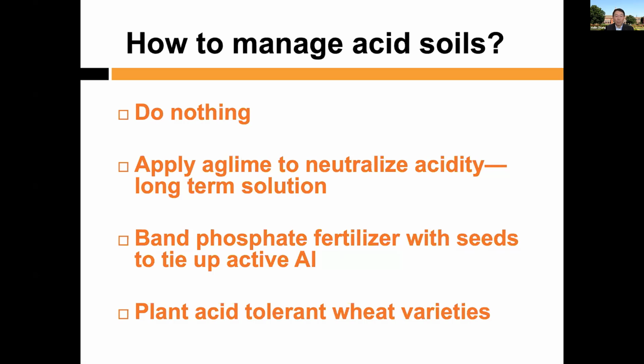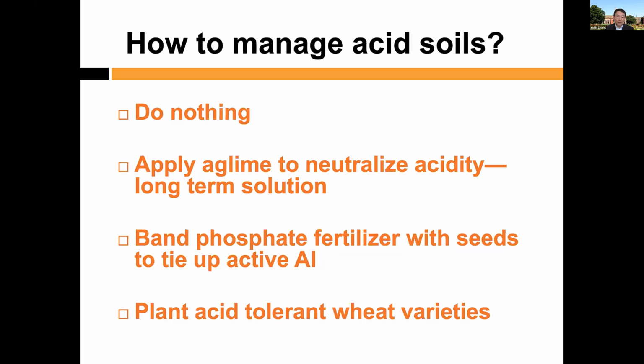Others try to use a Band-Aid, banding phosphate fertilizer with seeds. It probably works temporarily to tie up some aluminum, but you have to do that every year. Plus, when you apply too much phosphorus, you waste some resource. Also, high phosphorus may contribute to some environmental issues, like phosphorus getting into our water system and contributing to algal bloom and other issues. Okay, so there's another option: to plant acid-tolerant wheat varieties.